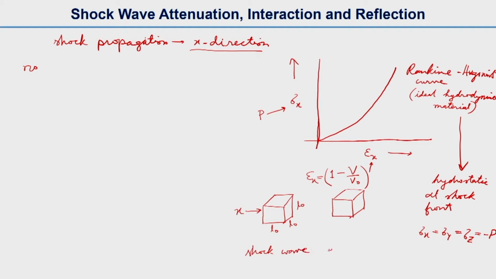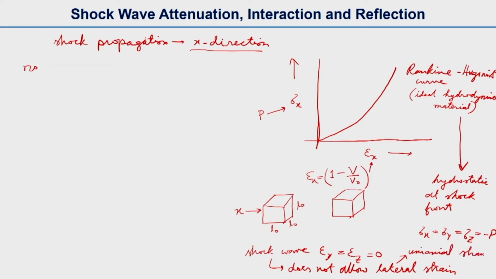Now, for a shock wave along the x direction, we can assume the strain in the y direction and the strain in the z direction are equal to 0, because a shock wave doesn't allow lateral strain. The lateral strains are assumed to be 0, and that means it's a uniaxial strain case, which we already discussed. So this is the assumption: uniaxial strain.